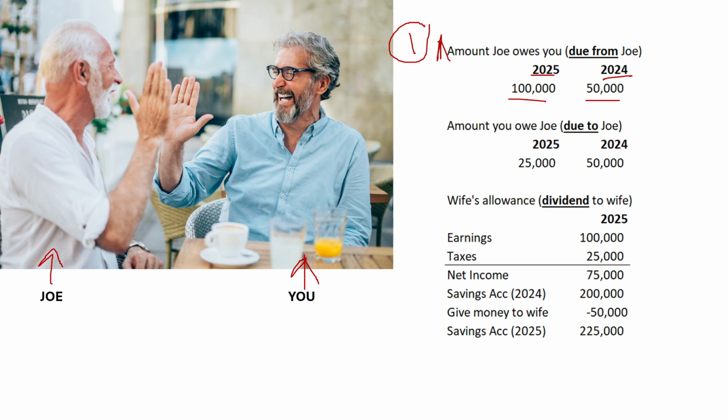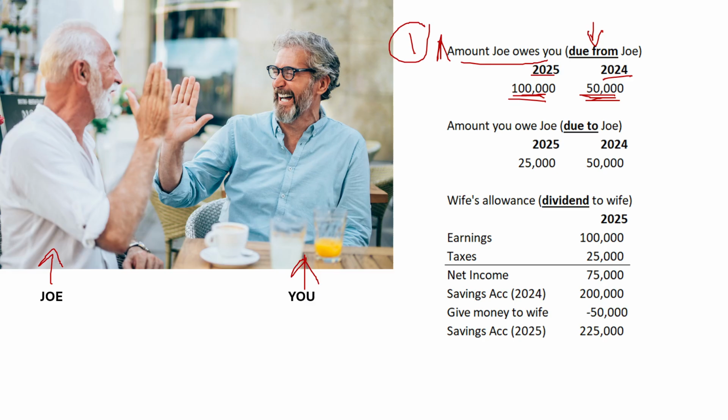So here's slip number one. The amount that Joe owes you, we can call it due from Joe. Due from means owed by Joe, right? So in 2024, Joe owed you $50,000, and in 2025, he owes you $100,000 now. So just pause for a moment and think about this. If from last year to this year, Joe now owes you 50,000 more dollars, what does that mean? What happened with the cash?